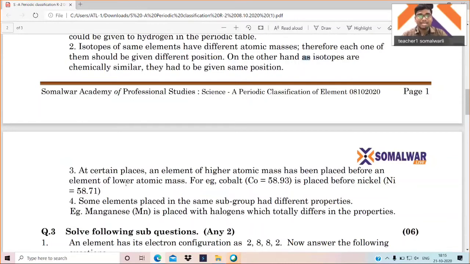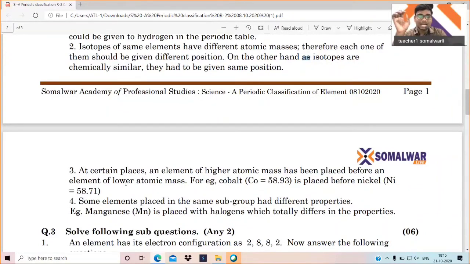So the elements having lower atomic mass are placed after higher atomic mass, meaning the higher atomic mass elements are placed before the lower atomic mass. For example, cobalt and nickel. Cobalt has 58.93 and nickel is 58.71, so cobalt is placed before nickel. It was an ambiguity. So that was the mistake.